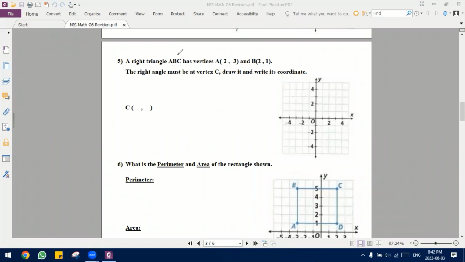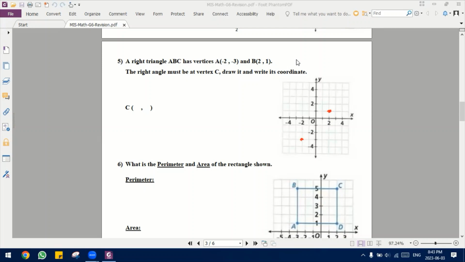First of all, I have the points A and B. We need to place them on the graph. So A is (-2, -3): x is -2, y is -3, and it is here. Then for point B, x is 2, y is 1, so the point is here.